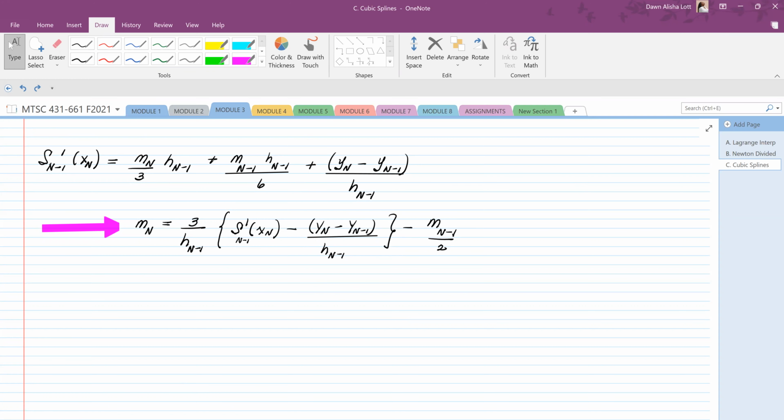Okay. You could have a natural cubic spline.